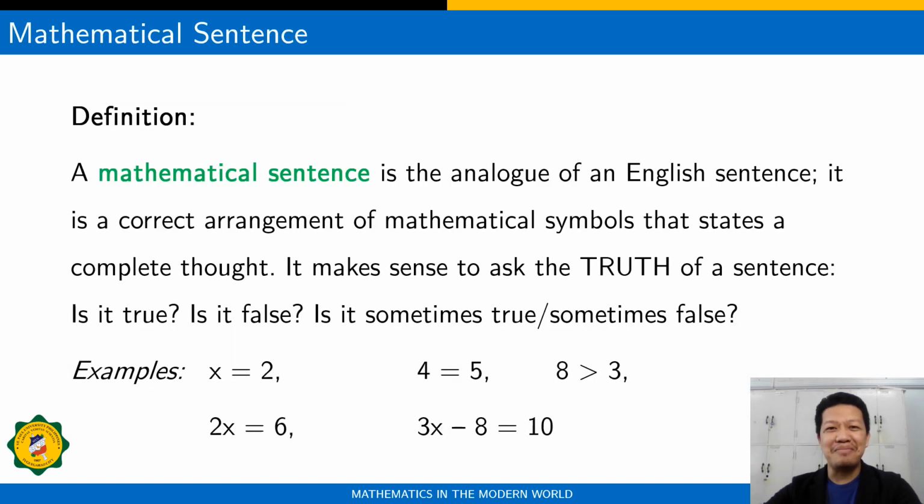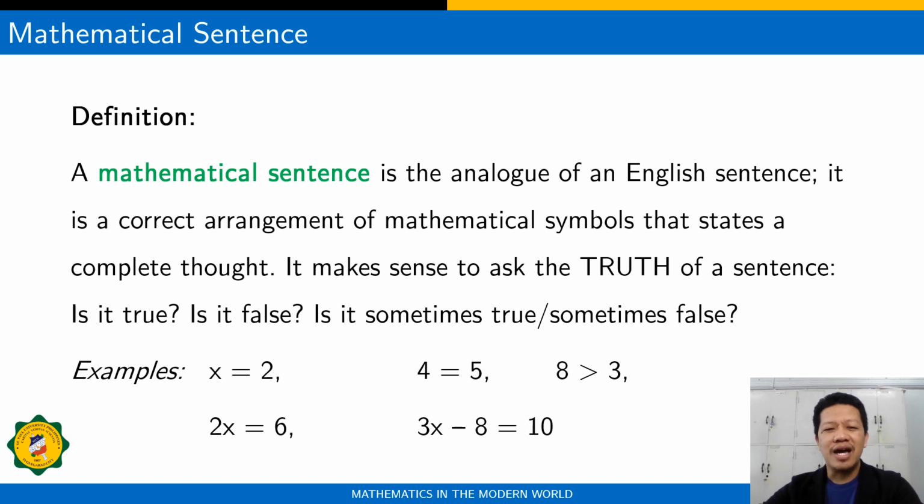How about a mathematical sentence? A mathematical sentence is the analog of an English sentence. It is a correct arrangement of mathematical symbols that states a complete thought. It makes sense to ask the truth of a sentence. Is it true? Is it false? Is it sometimes true or sometimes false?